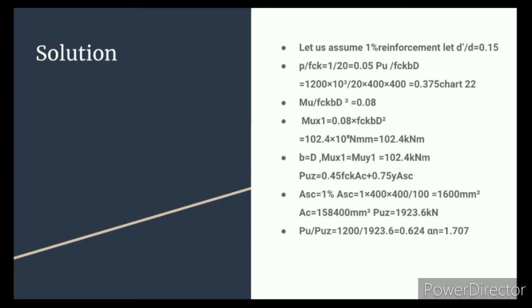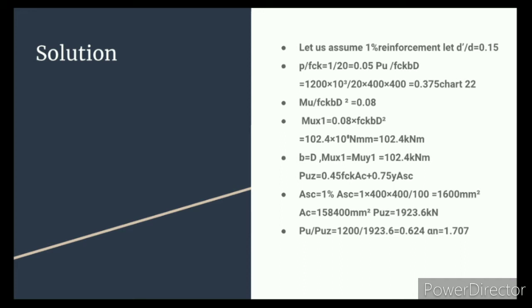Let d dash by D is equal to 0.15. Chart for 0.15, and M20 and Fe415 is used. Pu by fck is equal to 1 by 20 is equal to 0.05. For 0.05 Pu by fck, find Pu by fck BD, which is equal to 1200 into 10 cube by 20 into 400 into 400 equals 0.375.